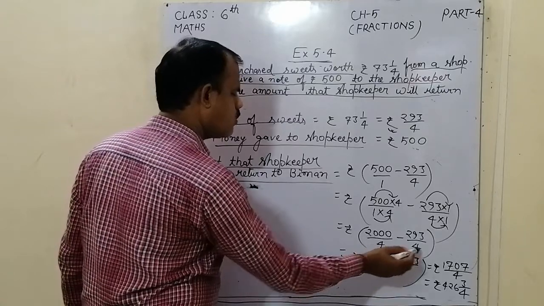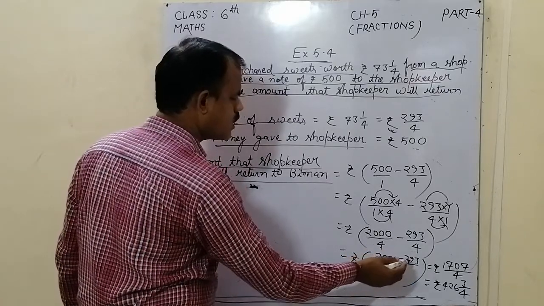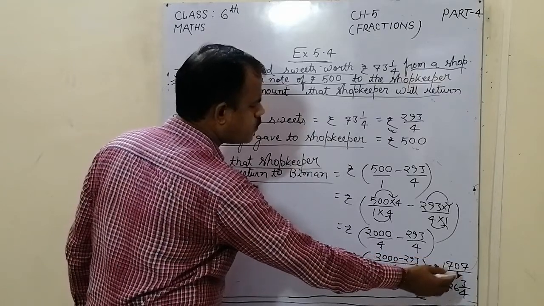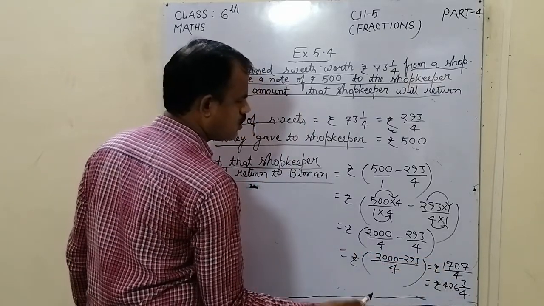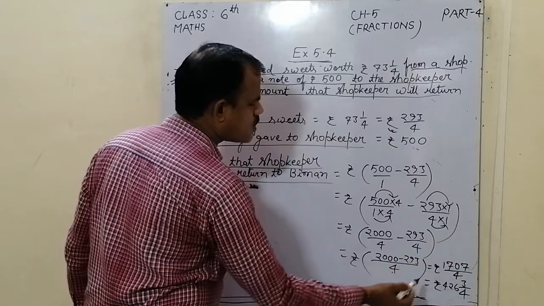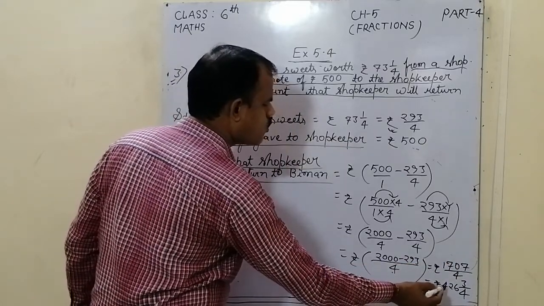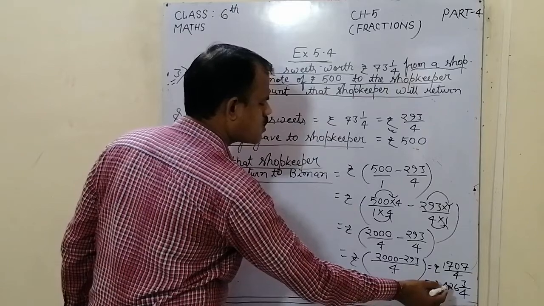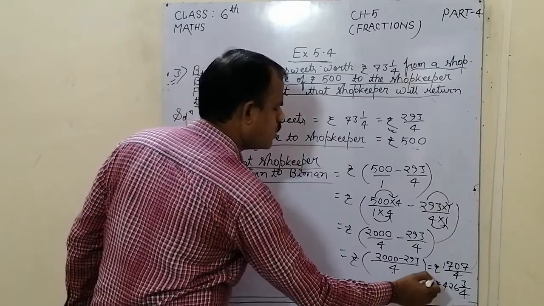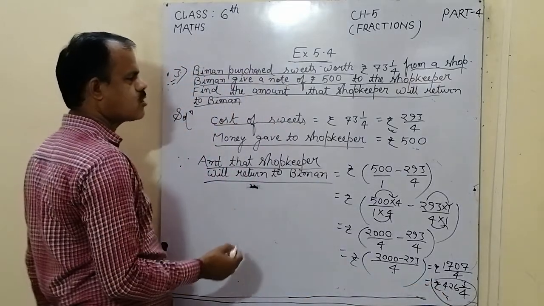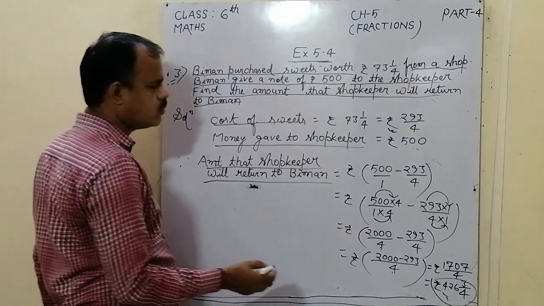So LCM of 4, 4, 4, 2000 minus 293, it becomes 1707 upon 4. This is an improper fraction, change it into mixed fraction, so it becomes rupees 426 whole 3 by 4. So this is the amount that shopkeeper will return to Biman.